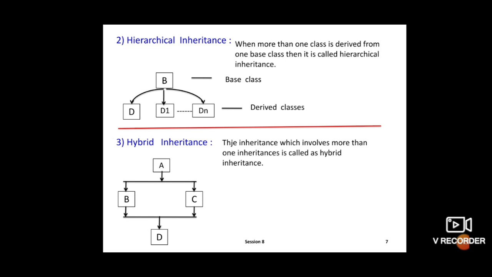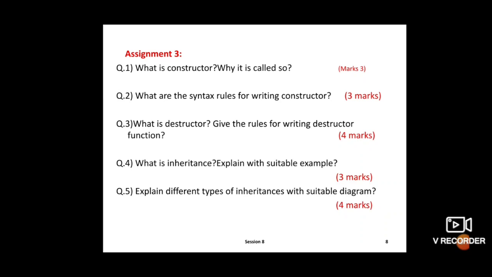See diagrammatically. A is a base class. From A, again create two derived classes, B and C. And from these B and C classes, again derive one derived class, D. So the base classes of D are B and C, and the base class of B and C is A. A is the base class of B and C, and B and C are base classes of D. This is called hybrid inheritance.